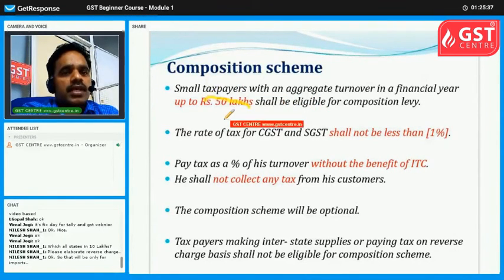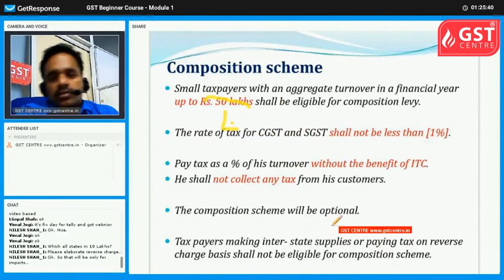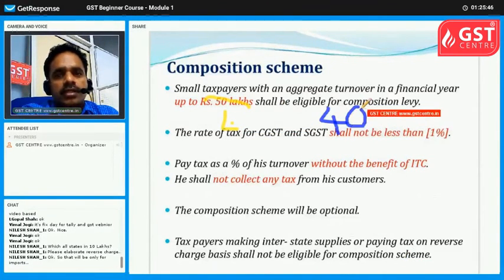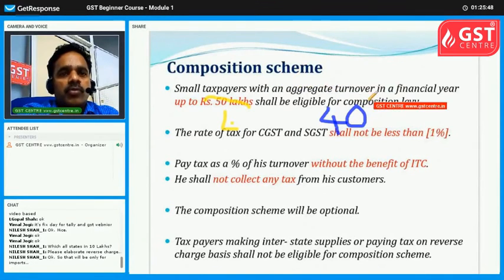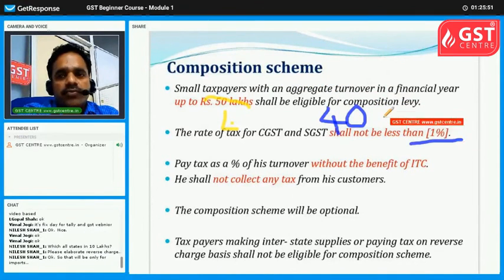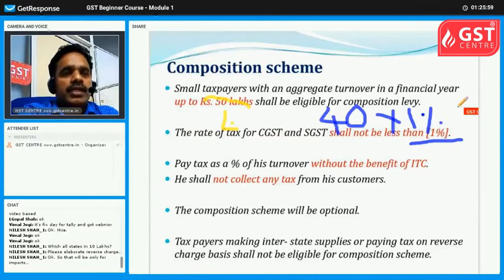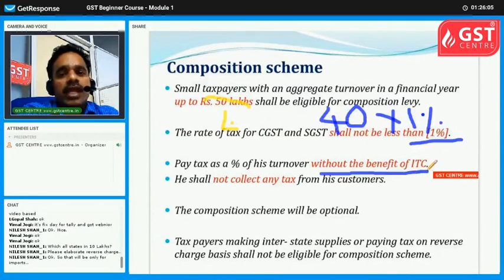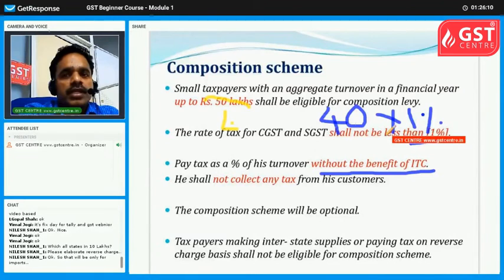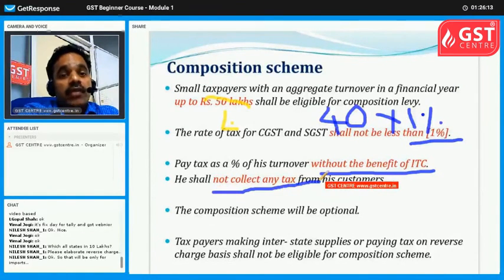If your aggregate turnover is 40 lakhs, and you have opted for the composition scheme and the rate is 1%, you have to pay tax of 40 lakhs into 1% directly to the government. That is called the composition scheme. And he cannot claim the benefit of input tax credit. No input tax credit can be deducted from this tax. And he cannot collect any tax. That is the main thing. From customers, he should not collect any tax.